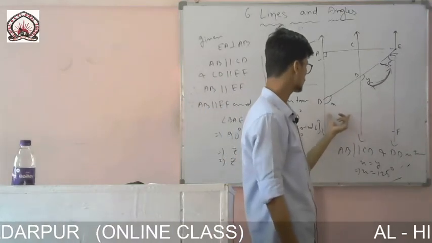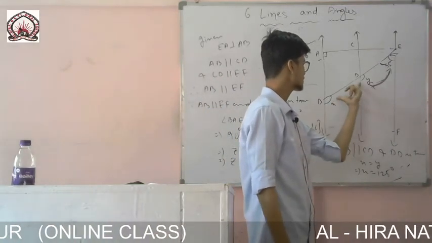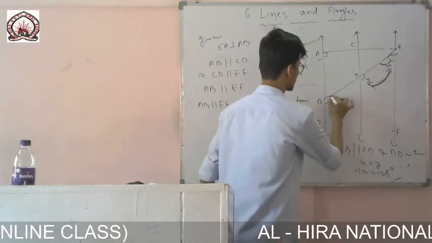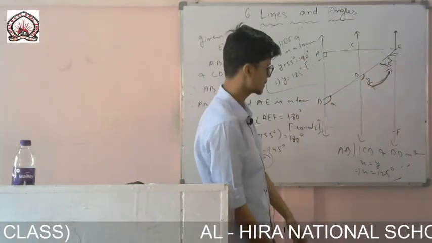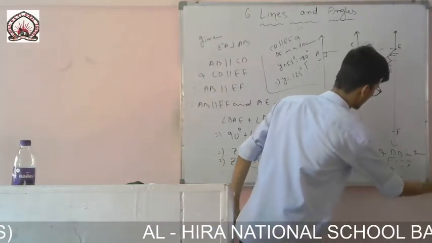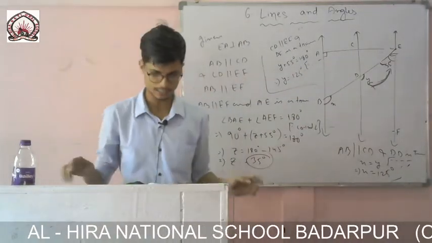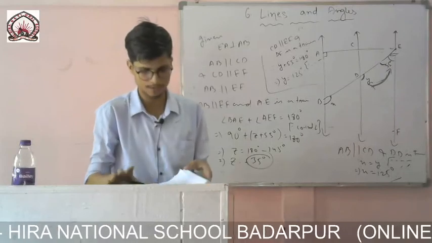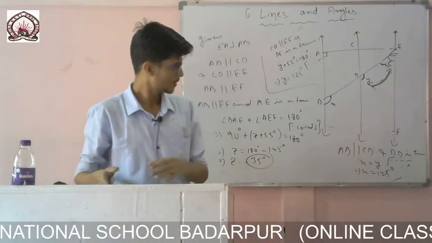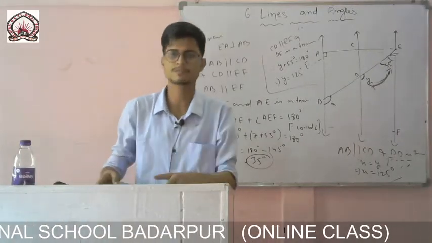And for the last one, you see these two lines are parallel and this is the transversal BD. So this one and this one are corresponding angles. So there you write, since corresponding angles, and from there we have got X equals Y. Just now we have got the value of Y as 125, so the value of X is 125. So this is the end of this exercise.